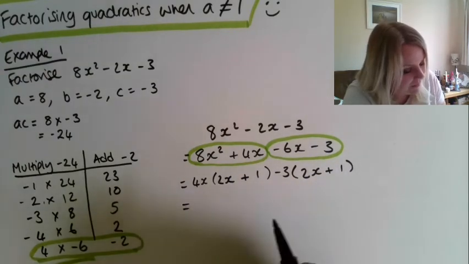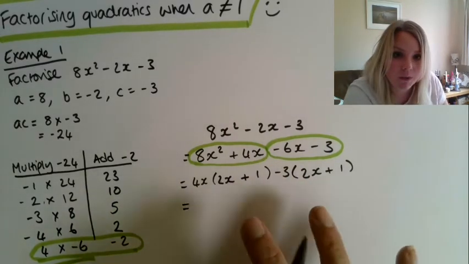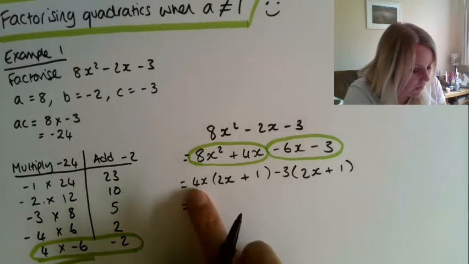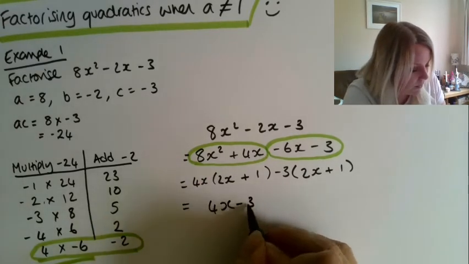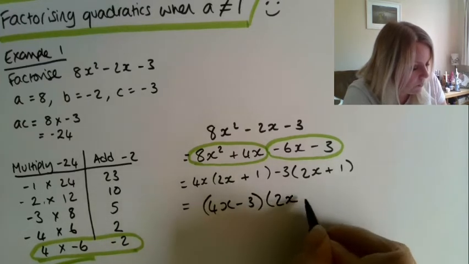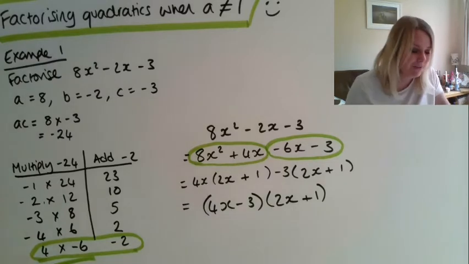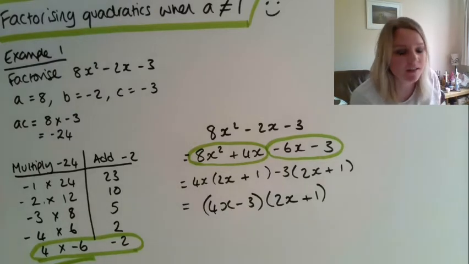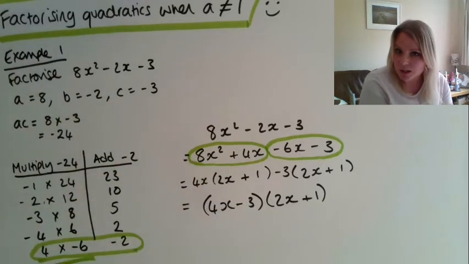Then factorize these two big terms, and 2x plus 1 is the common thing that we can bring out. And that leaves us with 4x minus 3. So 4x minus 3, 2x plus 1. Okay, so it is exactly the same. Technically these would be ranked as a much harder question at GCSE, but because we've been doing this method all along, they don't seem that tricky.